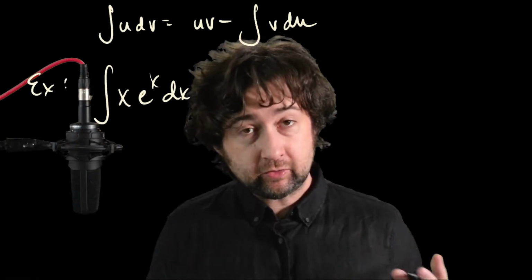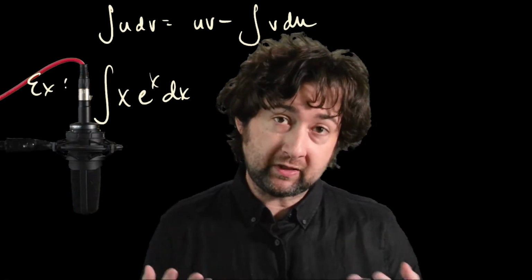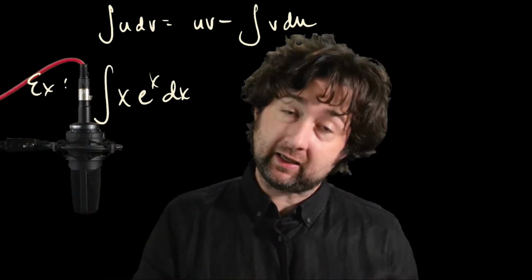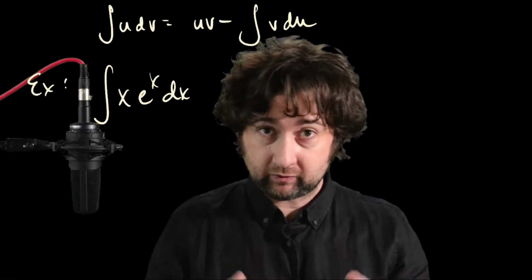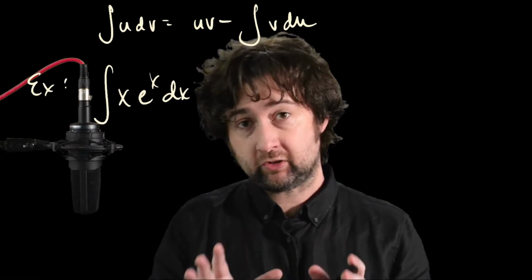And there's not an obvious u substitution here, because if you let u be x, you just end up with the same integral you started with. And if you let u be e to the x, then there's not an obvious way of changing an x into something involving u. So we're going to use integration by parts here.